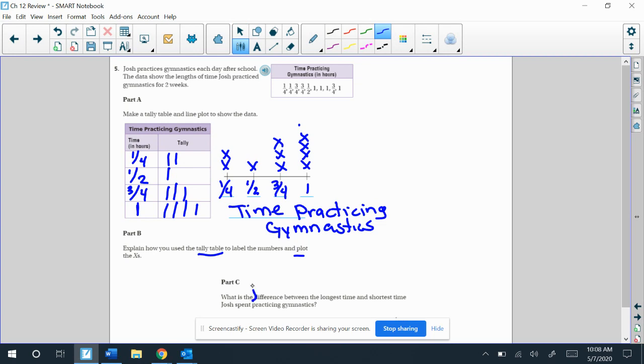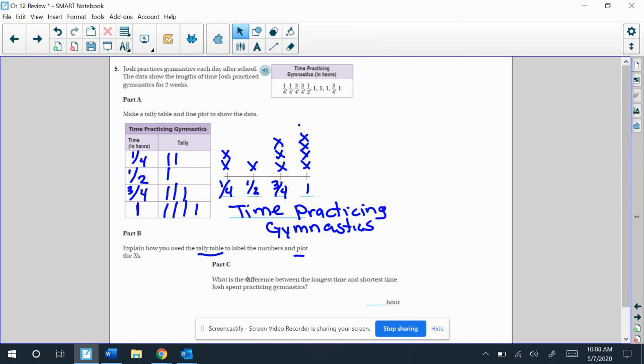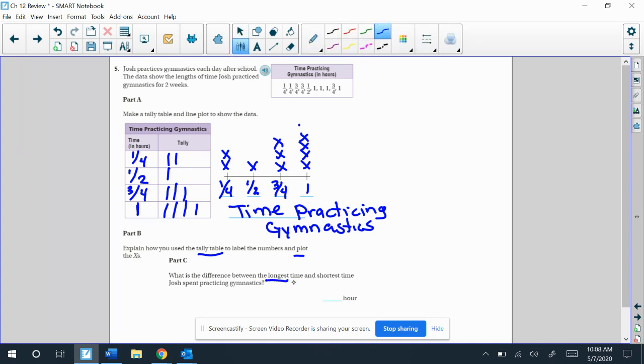Now we need to answer this part C. What is the difference between the longest time and the shortest time Josh spent practicing gymnastics? Well, I know that difference means I need to subtract. So I'm going to subtract 1/4, and longest is 1, but we already know that in fractions that's actually 4/4. 4 minus 1 is 3. Denominator does not change. My answer is 3/4.